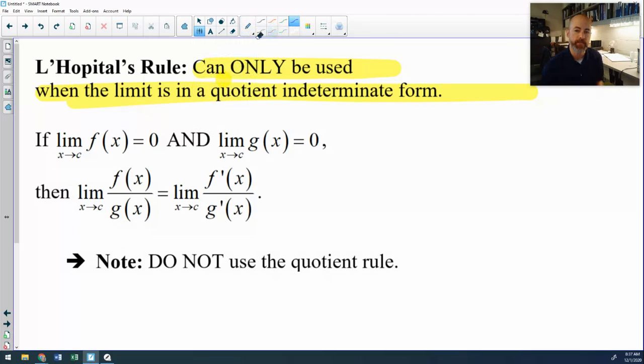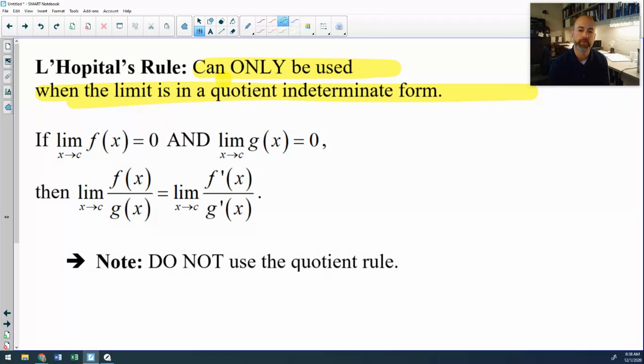So here is L'Hopital's rule, the mathy way. If the limit as x approaches c of f of x is 0 and the limit as x approaches c of g of x is 0, then the limit of the ratio or the quotient of f over g is the same thing as the limit of their derivatives. So you simply take the derivative of the top and the derivative of the bottom, and you reevaluate the limit.